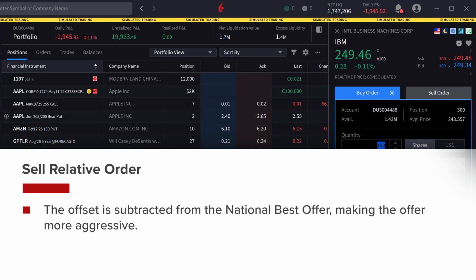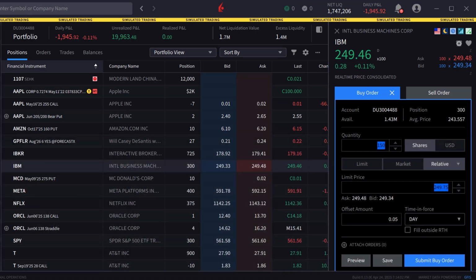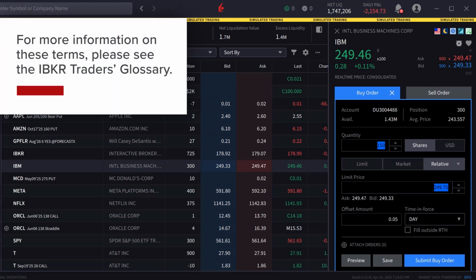For a sell relative order, the offset is subtracted from the national best offer, making the offer more aggressive. The sell order works the same way as a buy order, but in the opposite direction and won't execute below the limit price. The investor can set the time in force by clicking on the box. They can select day or good till cancelled, known as GTC. For more information on these terms, please see the IBKR Traders Glossary.